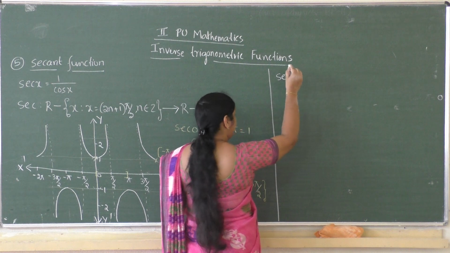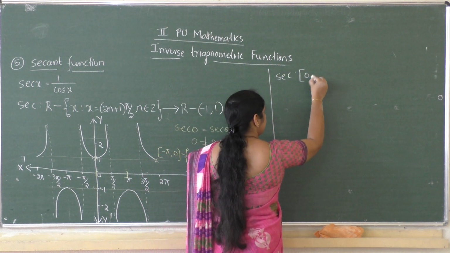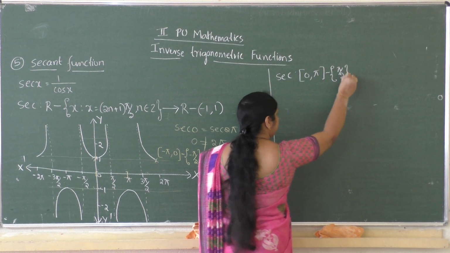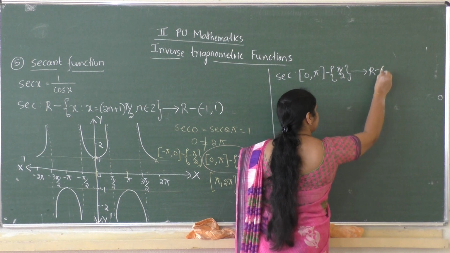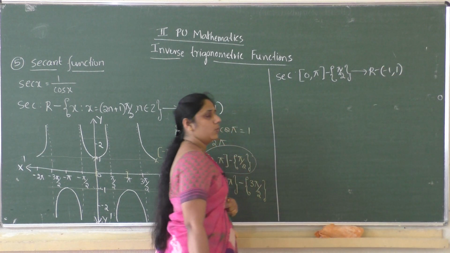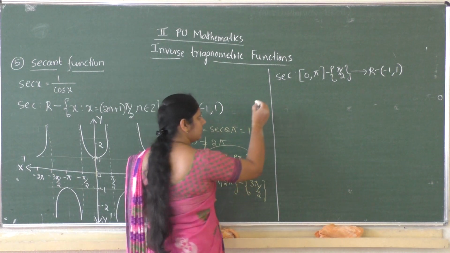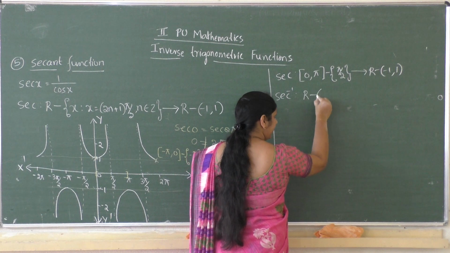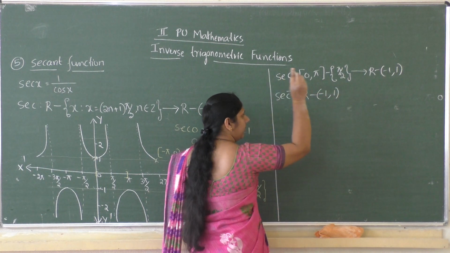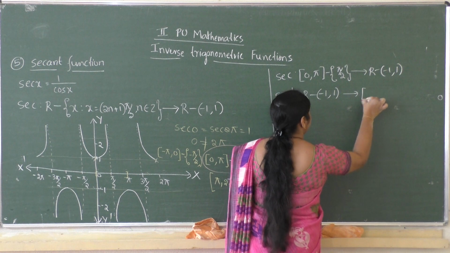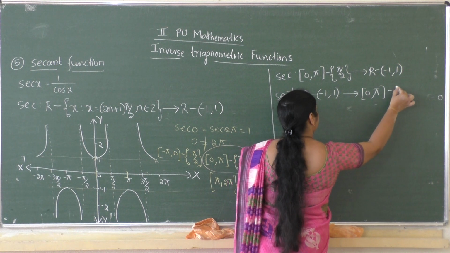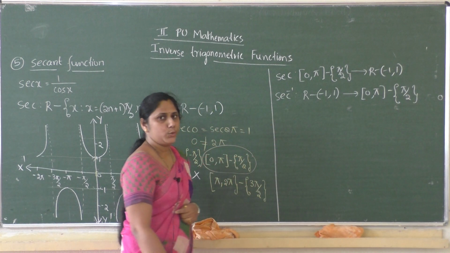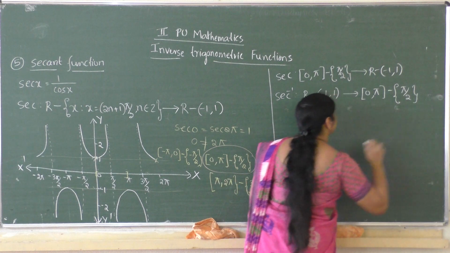So we can define the sec function with domain restricted to 0 to pi minus pi by 2, and the range is R minus the open interval minus 1 to 1. So sec inverse is a function whose domain is R minus the open interval minus 1 to 1 and range is 0 to pi minus pi by 2. Now we will draw the graph.